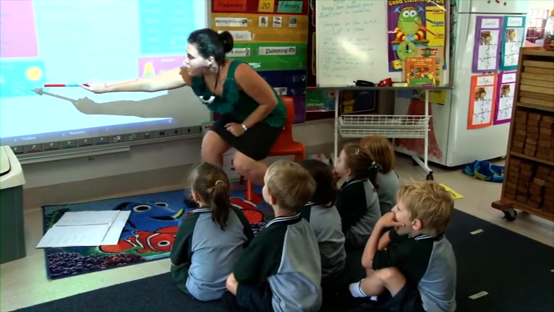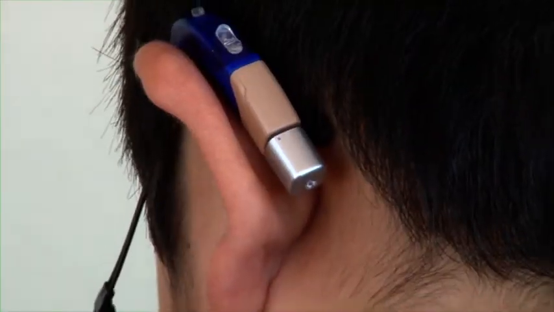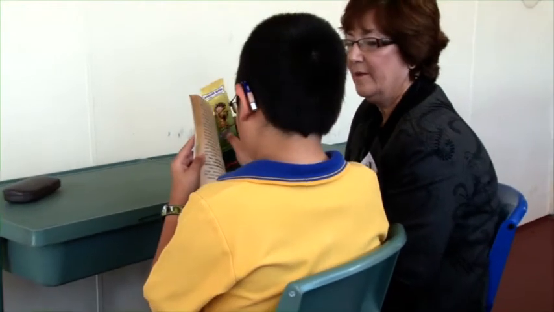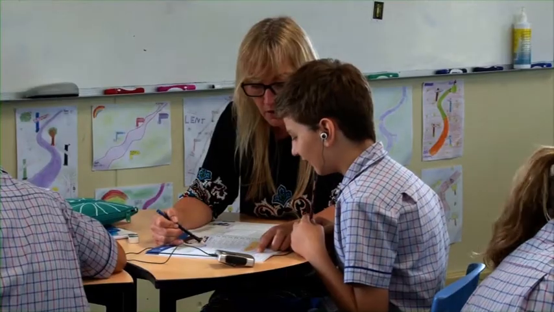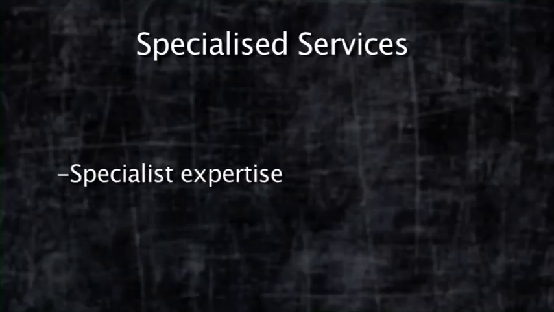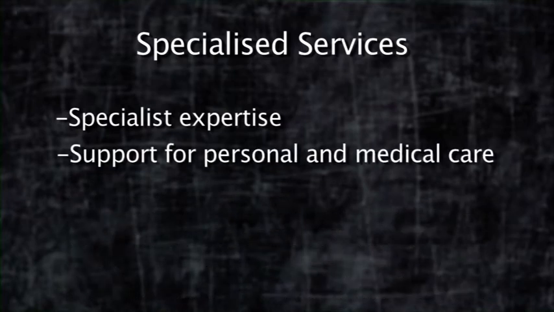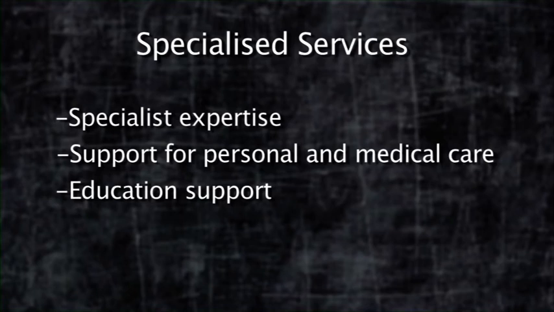Staff are obliged to be aware of and understand specialised services available to support students with particular disabilities. It is the school's responsibility to ensure that professional learning is provided in this area. What specialised services might reasonable adjustments involve? Services may include specialist expertise, such as speech pathologists and occupational therapists, support for personal and medical care. Staff may undergo training to manage a student's health plan requirements. Education support, such as interpreters, school officer support personnel, and technologies designed to improve accessibility of the curriculum. Let's look at these services in more detail.